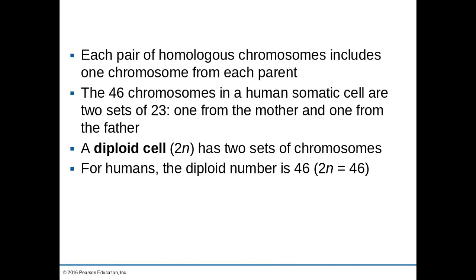When we have our pairs of chromosomes, like I said, each includes a chromosome from each parent. So in humans, the total 46 means we get 23 chromosomes from the mother and 23 chromosomes from the father. That makes up a diploid cell, which we represent with the abbreviation 2N. This means there's two sets of chromosomes. So for humans, the diploid number is 46 because we have two sets of 23, which equals 46.